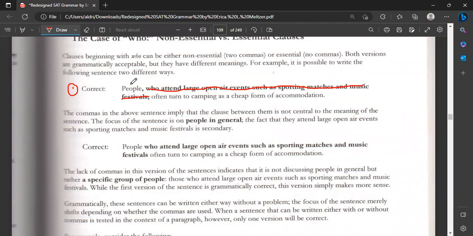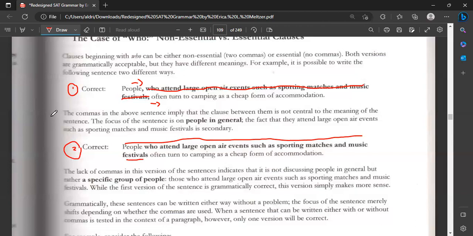So the first one talks about people in general. People often turn to camping as a cheap form of accommodation. The other part is just non-essential, just secondary information. But this second one, "people who attend large open air events such as sporting matches and music festivals often turn to camping as a cheap form of accommodation," means the people who often turn to camping as a cheap form of accommodation are these people who attend large open air events such as sporting matches and music festivals.